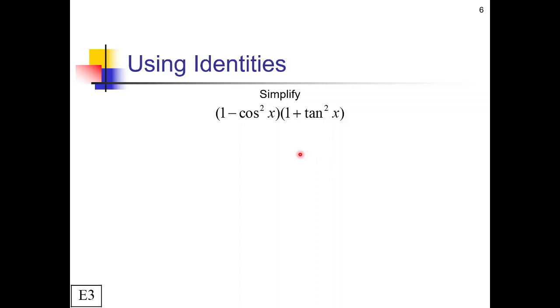So what are the identities that would help me out here? Well, for this first one, 1 minus cosine squared of x, I've got the identity sine squared plus cosine squared equals 1. Now, if I subtract cosine squared to the other side and get 1 minus cosine squared, that is going to be the same as sine squared. So I can replace 1 minus cosine squared with sine squared.